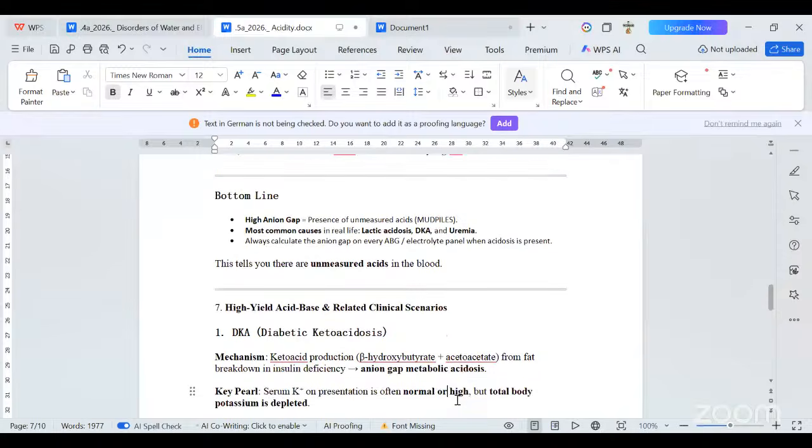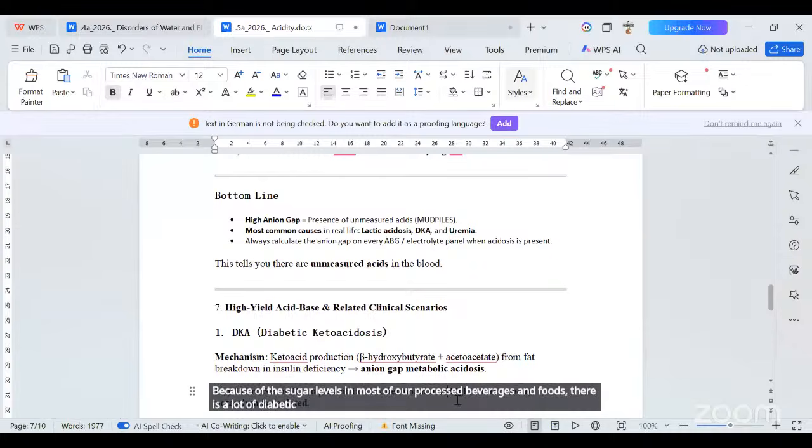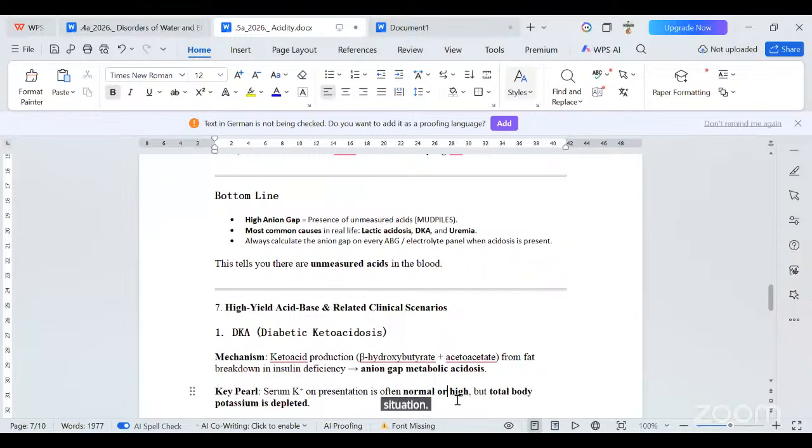Now, DKA. DKA is important because of the sugar levels in most of our processed beverages and foods. There's a lot of diabetic situation, both young and old. So DKA, keto acid production from fats, breaks down in insulin deficiency.